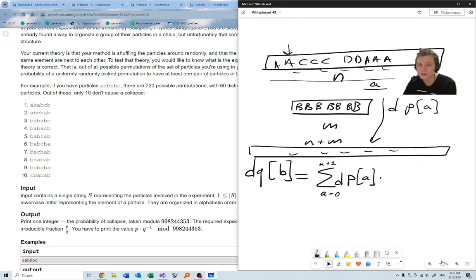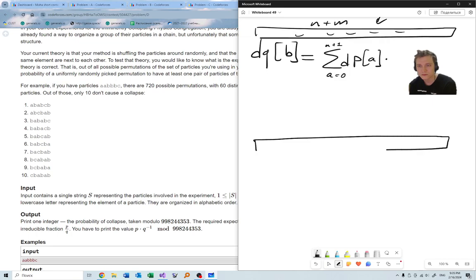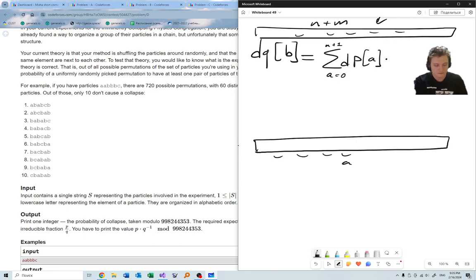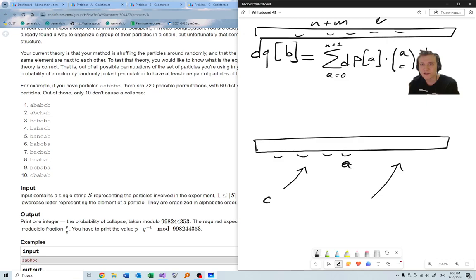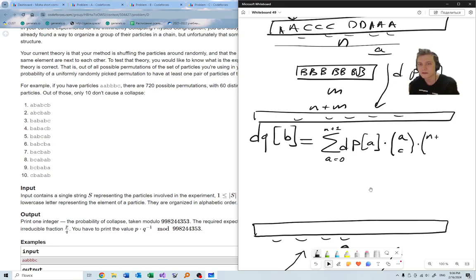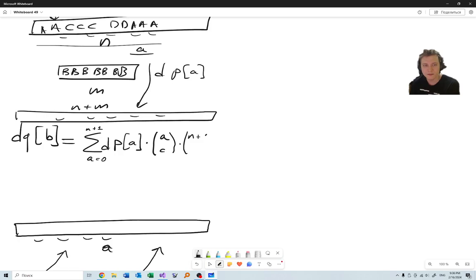Let's calculate. So we have a bad positions. We need to choose several bad positions. So we need to choose, okay, let's assume that we chose C bad positions from A and D bad positions from everything else. So from A, we chose C bad positions. From everything else, which is N plus... sorry, you can see what I'm writing. Actually, I can make a full screen. From n plus 1 minus a, we need to choose d positions.